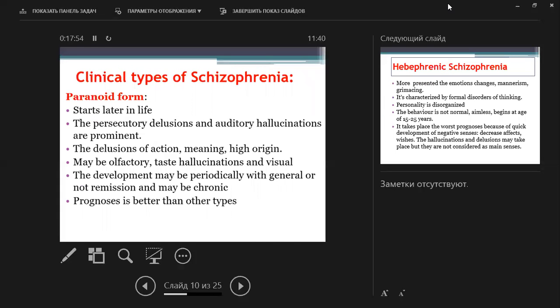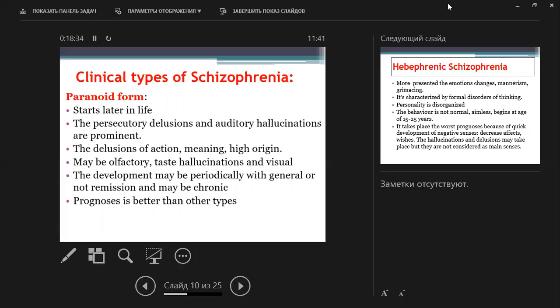For example, the clinical type, paranoid form. Usually the paranoid form starts late in life, maybe after 25, after 30 years. Persecutory delusions and auditory hallucinations are prominent. That is, in this paranoid form, hallucinations and delusions predominate. Delusions are usually of action, influence, maybe delusions of meaning, high origin, maybe olfactory, taste, and visual hallucinations. The development may be periodic with full or incomplete remission, or it may be chronic.